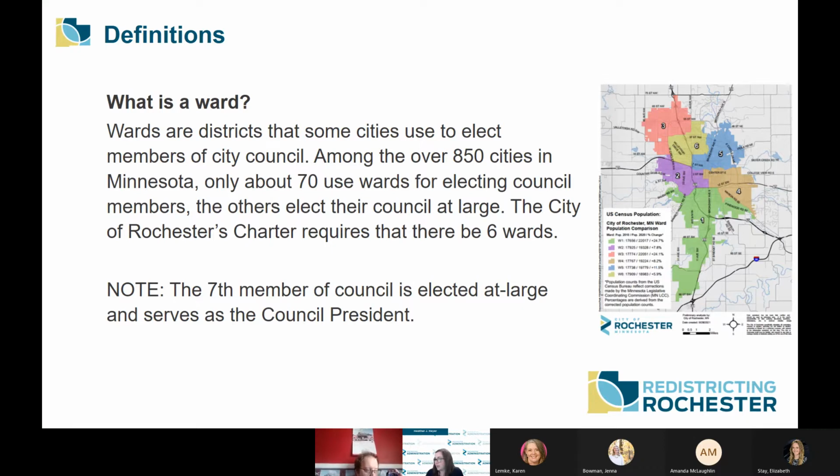So the City of Rochester's charter requires that there be 6 wards, and you can see that is our current ward map on the side, and we'll look at this closer here in a minute. And some of you may be saying, well, wait a second, there are 7 members on council, and that's true because we elect our 7th member at large and they serve as the council president.